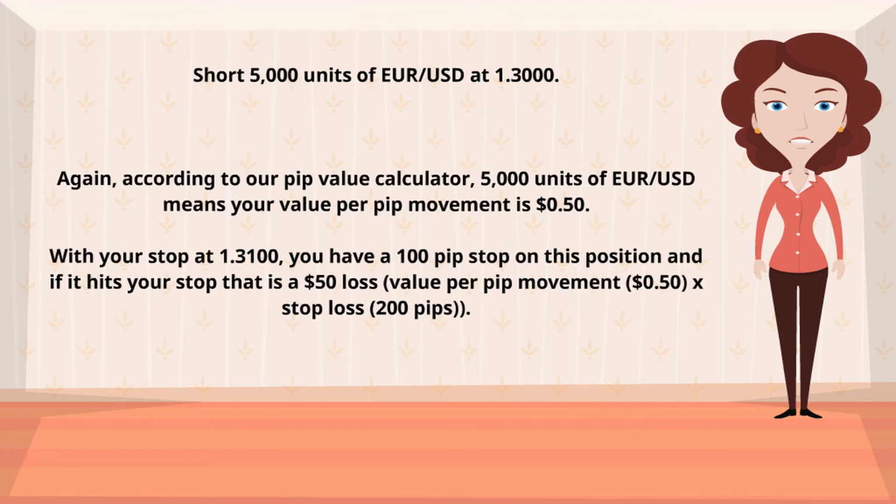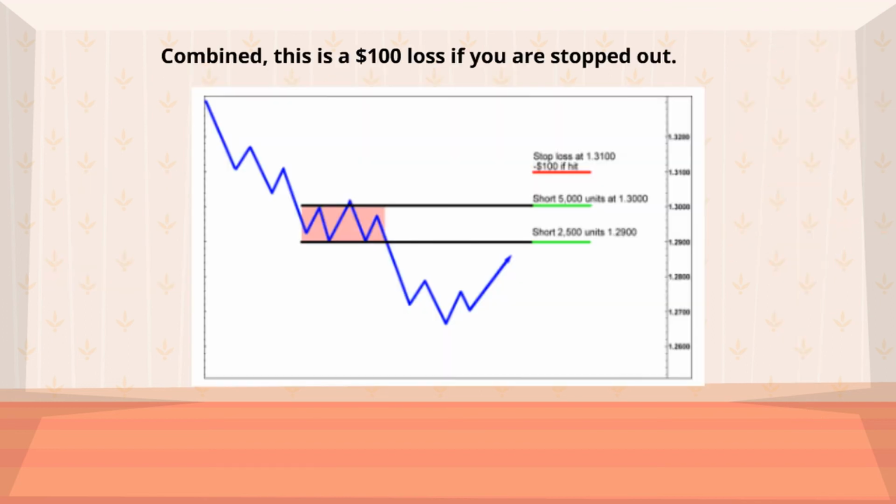Short 5,000 units of euro to US dollar at 1.3000. Again, according to our pip value calculator, 5,000 units of euro to US dollar means your value per pip movement is 50 cents. With your stop at 1.3100, you have a 100 pip stop on this position, and if it hits your stop, that is a $50 loss. Value per pip movement, 50 cents, multiplied by stop loss, 100 pips. Combined, this is a $100 loss if you are stopped out.